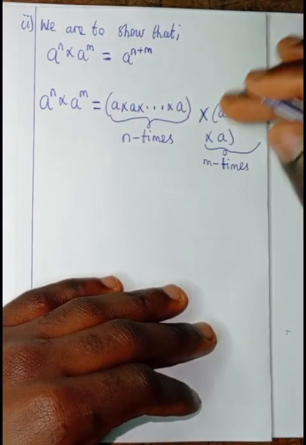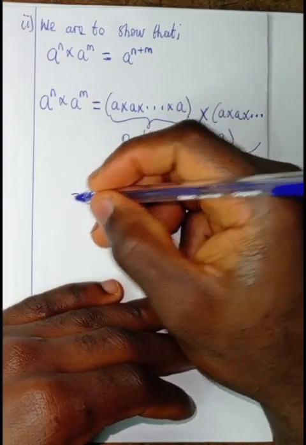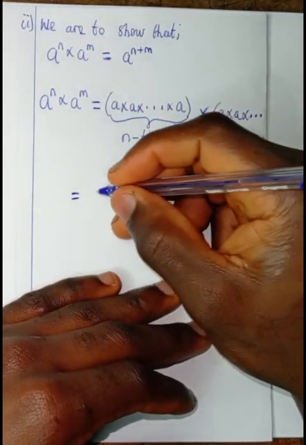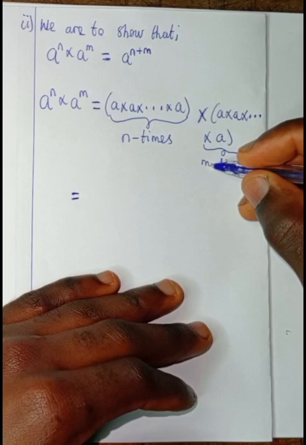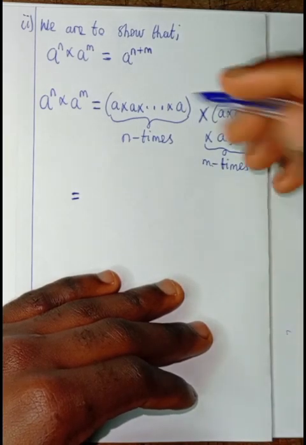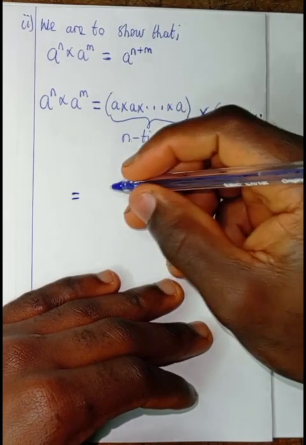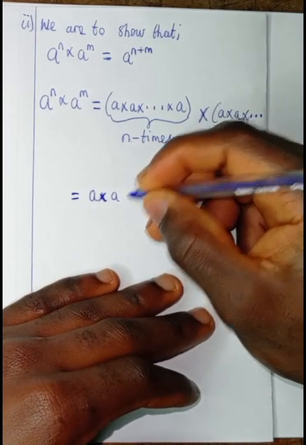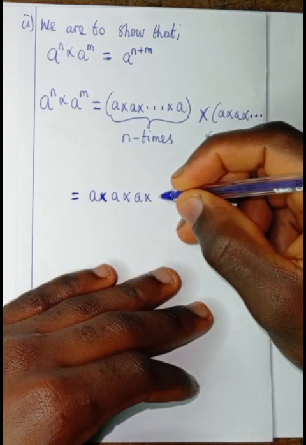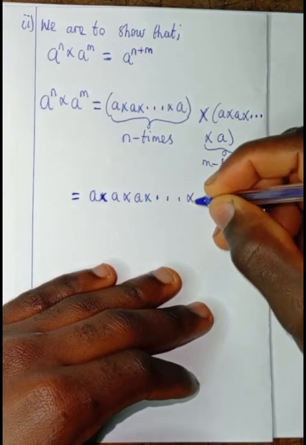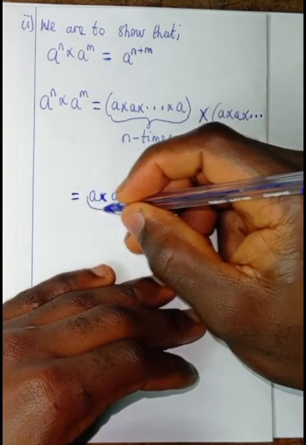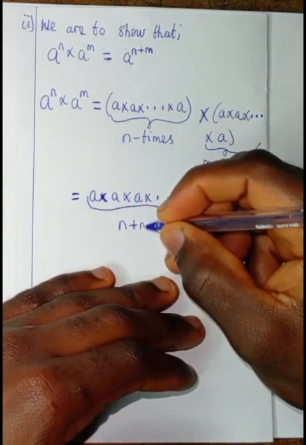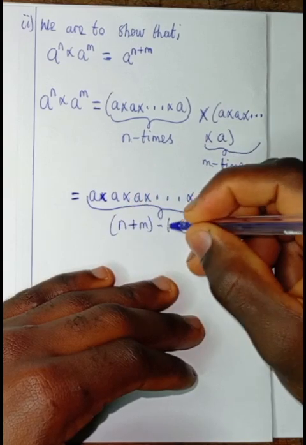If we take off these brackets, this will simply be equal to, you will see that we're multiplying a by itself n plus m times. A will appear n plus m times. So this will simply be equal to a times a times a times, we put 3 dots, times a. We are multiplying a by itself n plus m times.